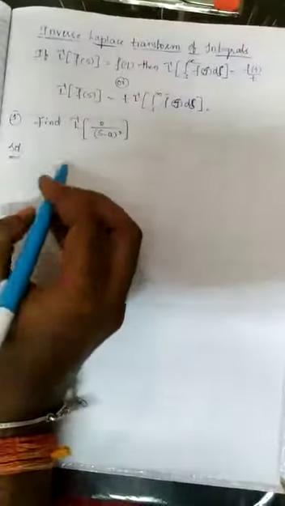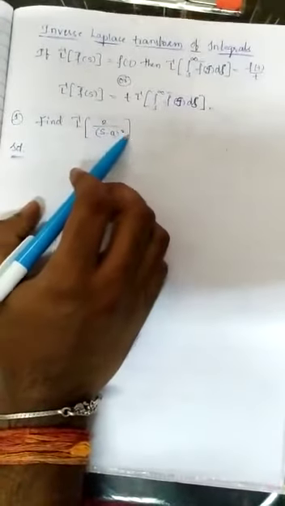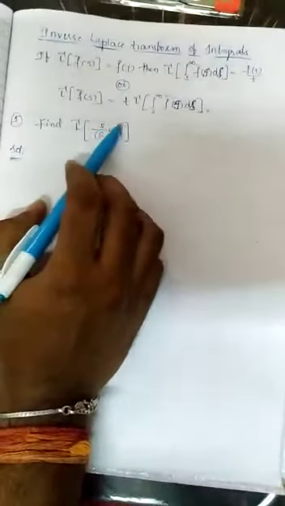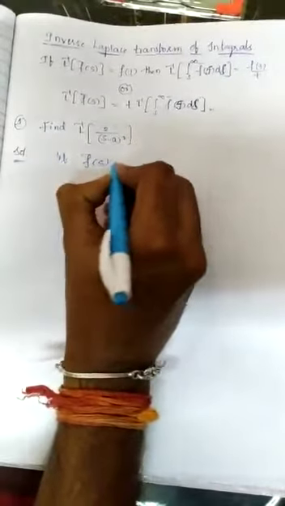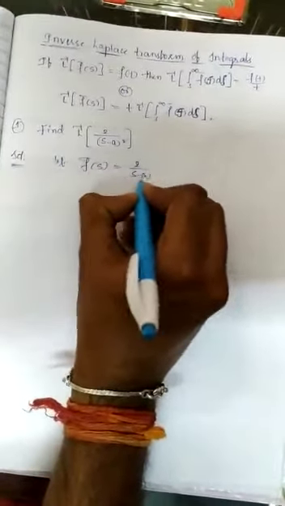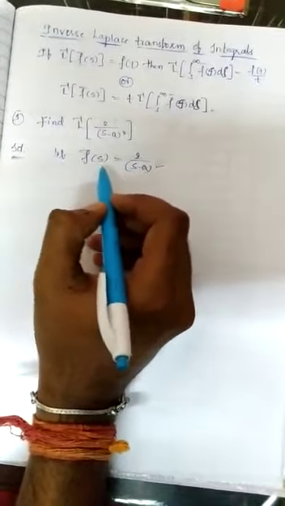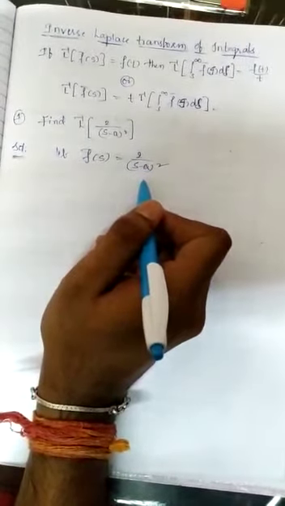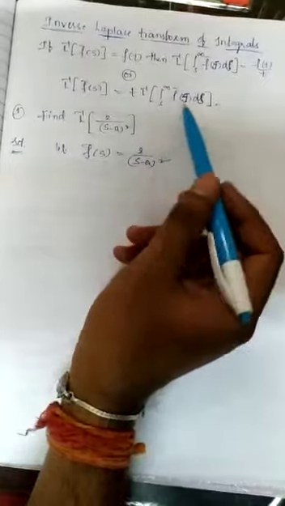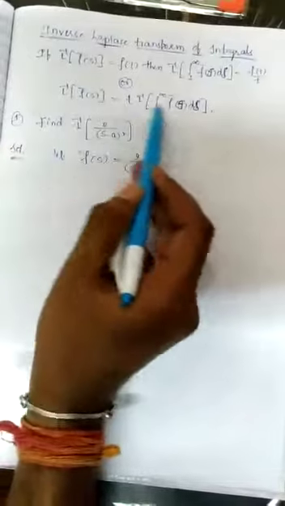Based upon this statement, let us solve one problem here. The question is: find Laplace inverse of 2 by (s minus a) whole square. Consider this value as f bar of s. Let f bar of s equal 2 by (s minus a) whole square. Now apply Laplace inverse. You can use the direct method, or we can use the Laplace inverse of integrals method. Let us use this formula.